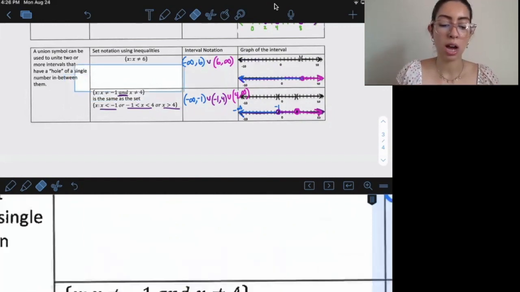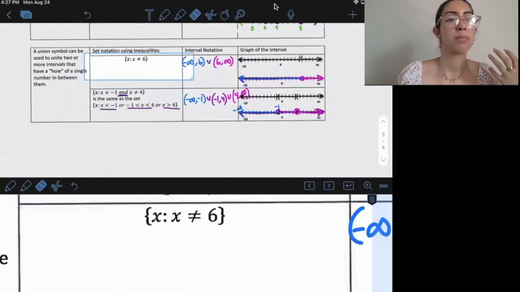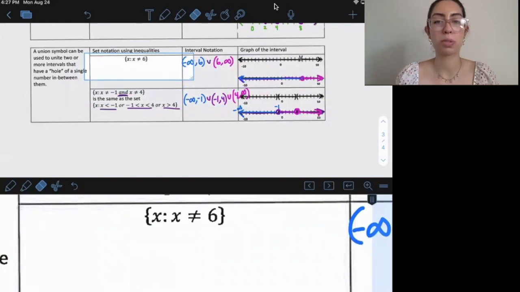So that's why we have all the different kinds of notation, because sometimes one way will suit your purposes better than another, and that way you can always go back and forth between all the different kinds of notations. All right.